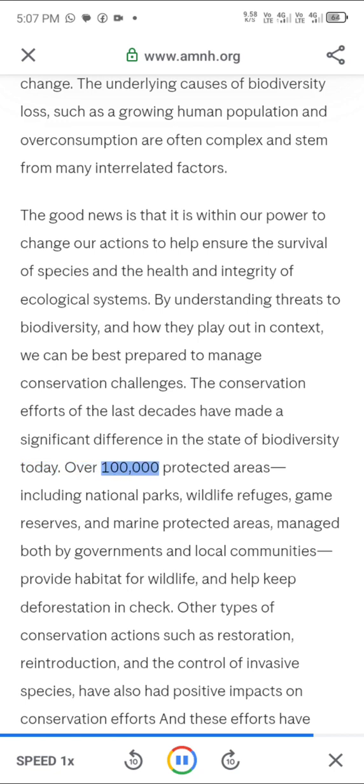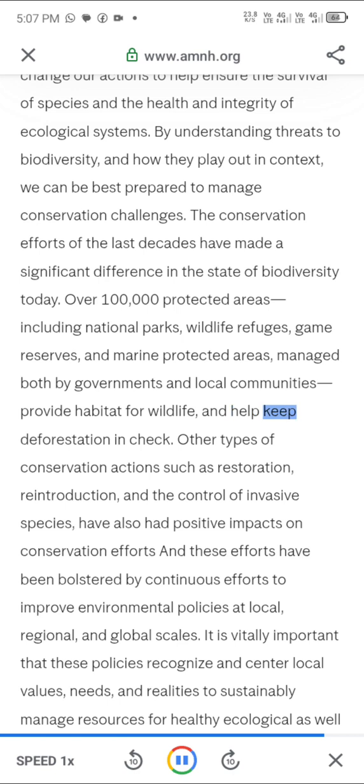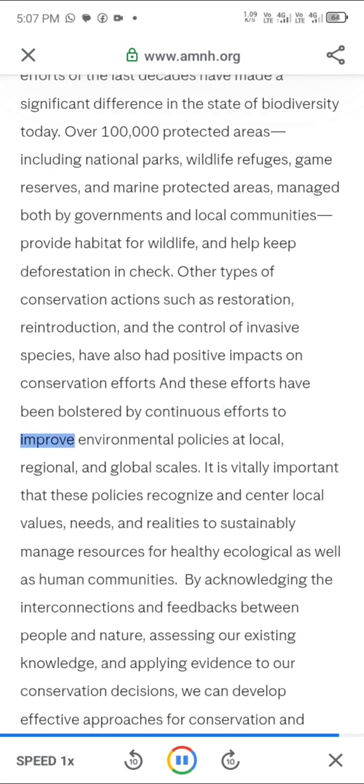Over 100,000 protected areas, including national parks, wildlife refuges, game reserves, and marine protected areas, managed both by governments and local communities, provide habitat for wildlife, and help keep deforestation in check. Other types of conservation actions such as restoration, reintroduction, and the control of invasive species have also had positive impacts on conservation efforts, and these efforts have been bolstered by continuous efforts to improve environmental policies at local, regional, and global scales.